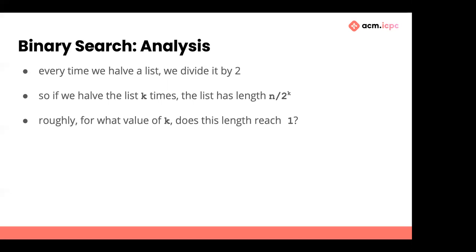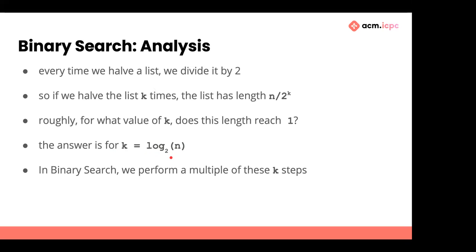So we're looking for that value of k such that n over 2 to the k is equal to 1. And if you remember your logarithms, that is exactly when k is equal to log base 2 of n. If you haven't seen logarithms before, just think of k as the value you need to raise 2 to in order to get n. So 2 to the k is equal to n, and this is exactly what logarithms represent.